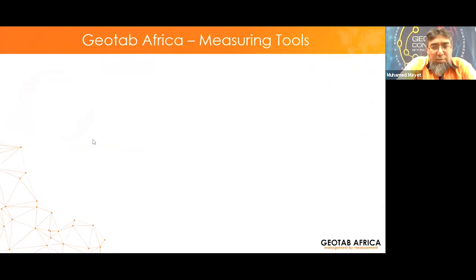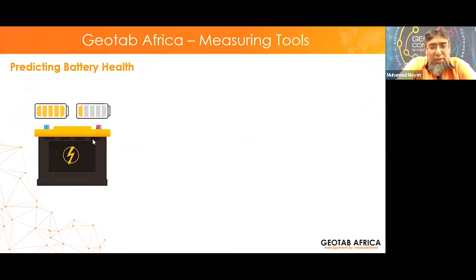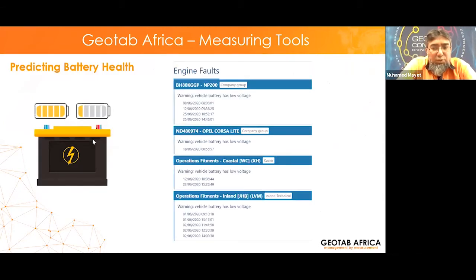Geotab has a lot of measuring tools. My Geotab offers many powerful measuring tools that will assist you, including predicting battery health. With the engine fault reports, you can set up exception rules for vehicle batteries that have low voltage, assisting you in advance on these issues. Thus, you can replace the batteries before the vehicle has a breakdown.